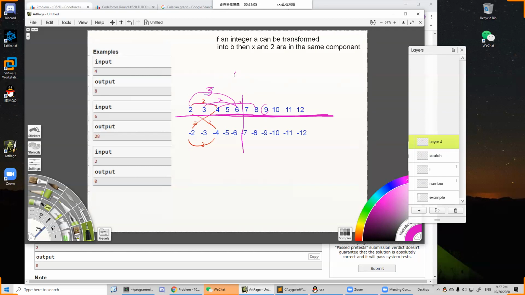Can we find a bridge with 4 as a score? No, we can't, right? Because 4 multiplied by 4 equals 16, which is already out of range. So we can only find 3 bridges here, and their sum is 7. And then we are going to multiply 7 by 4, which equals 28. Voila, we get the final answer. So I guess that's it.